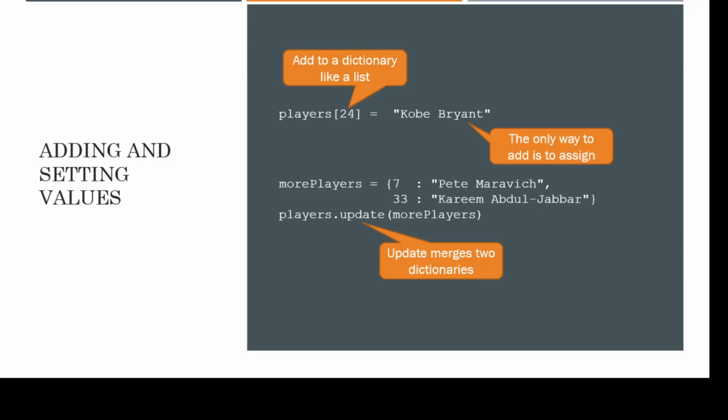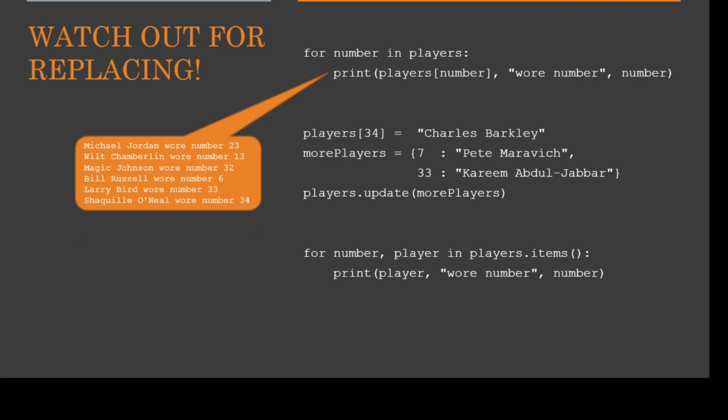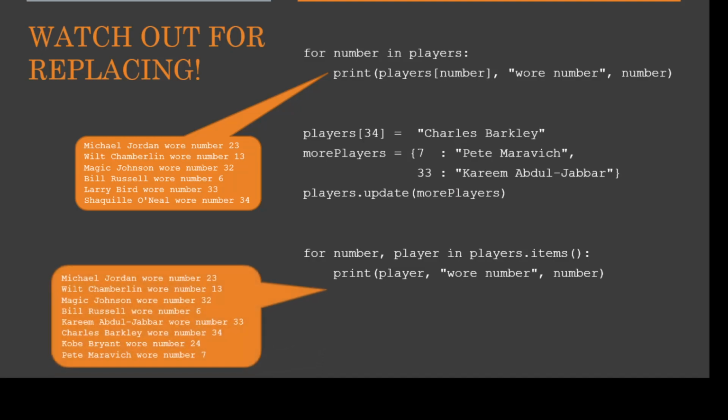But you have to watch out when doing this, because when I assign something, it will replace existing values that are there. So for example, when I first run this code, it says Michael Jordan 123, Wilt Chamberlain 113, Magic Johnson 132, and then notice here Larry Bird wore 33, and Shaquille O'Neal wore 34. So then I run the lines of code inside of here: 34 Charles Barkley, Pete Maravich, and Kareem Abdul-Jabbar, and do the update. Well, when I print this out again afterwards, notice I've added in some values here.